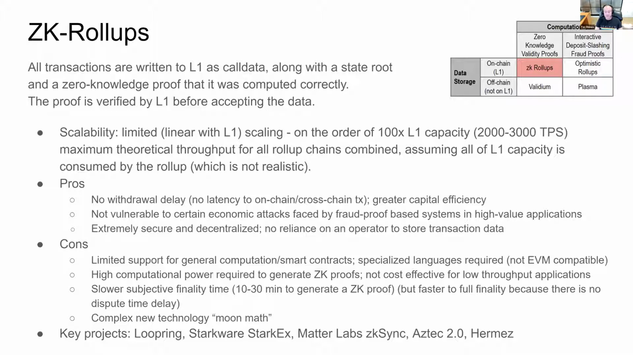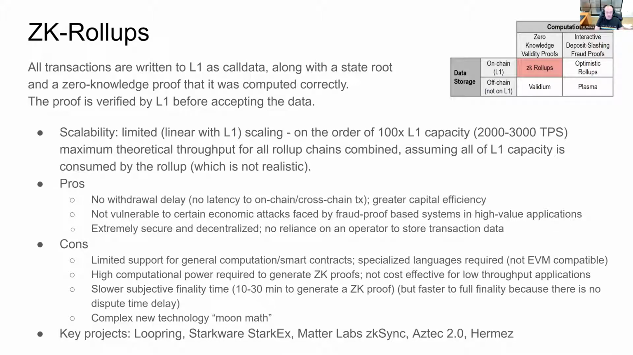Generating the ZK proofs takes high computational power, so you need a pretty high-end and expensive server chugging away for several minutes to generate a proof, which means that if you have a low throughput, if you're only doing a few transactions per second, these may not be cost effective because the prover cost may outweigh the transaction cost.